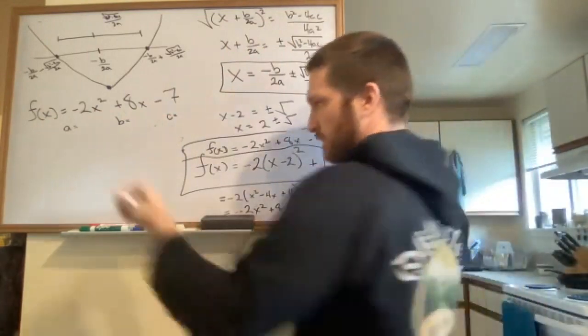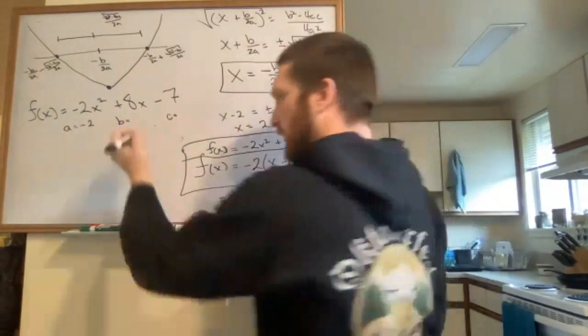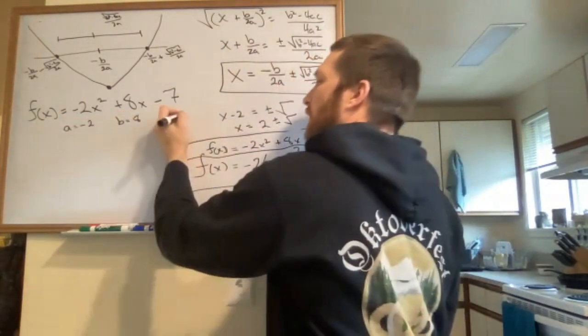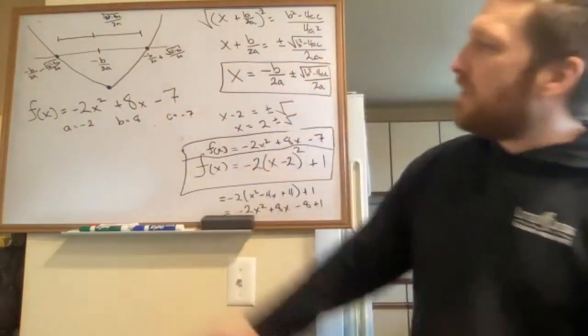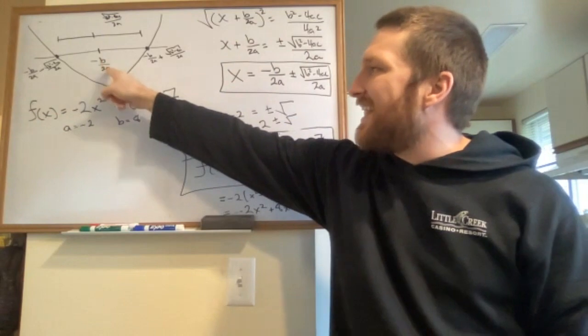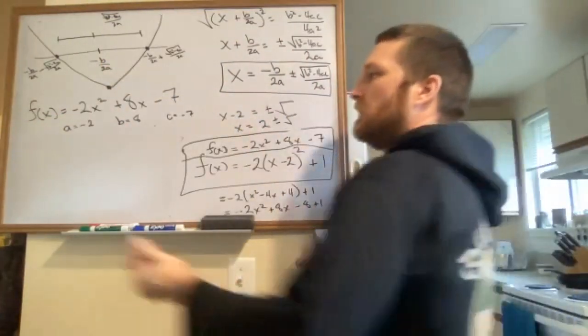Minus 2. And the b is equal to what? 8. Plus 8. And the c is equal to? Minus 7. Minus 7. And the vertex apparently always shows up when x is equal to minus b over 2a. So let's go ahead and do that.